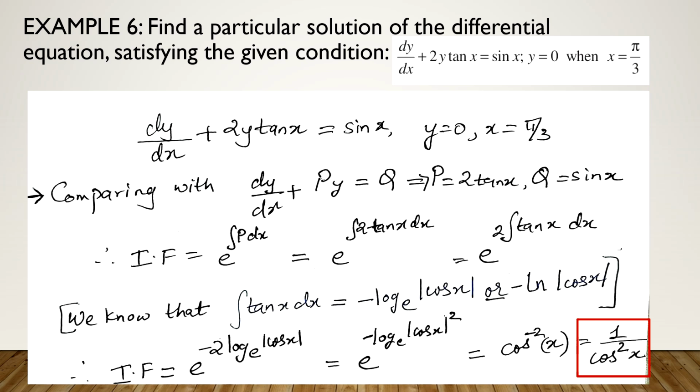Integrating factor e raised to integral 2 tan x. You know integral of tan is minus log mod cos x. So again integrating factor e raised to minus 2 log mod cos x means e raised to minus of log mod cos x square, or cos raised to minus 2. So again e and log are inverse functions. So what is your integrating factor? It will become 1 upon cos square x or sec square x.